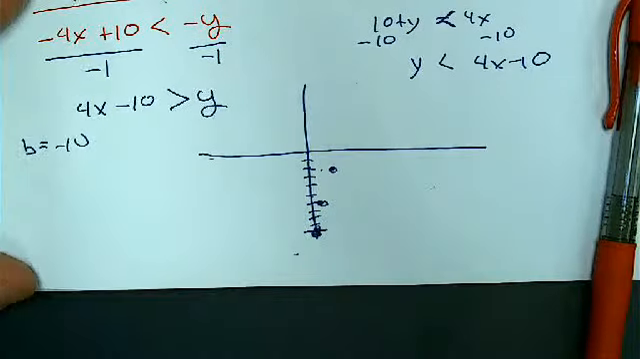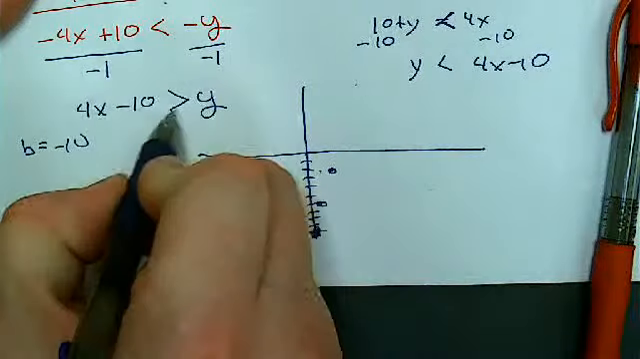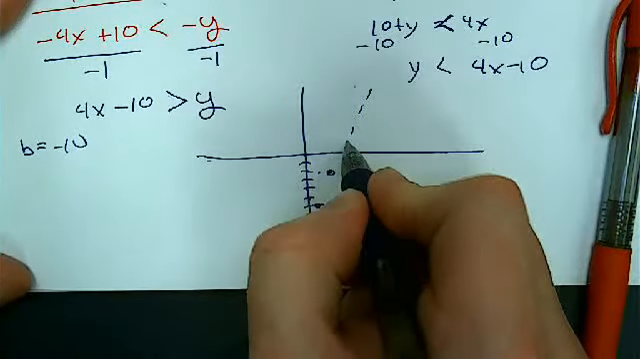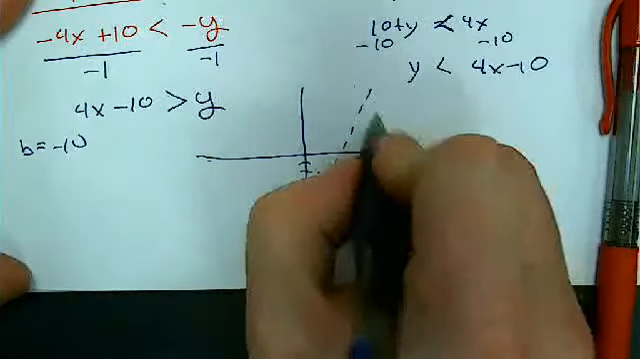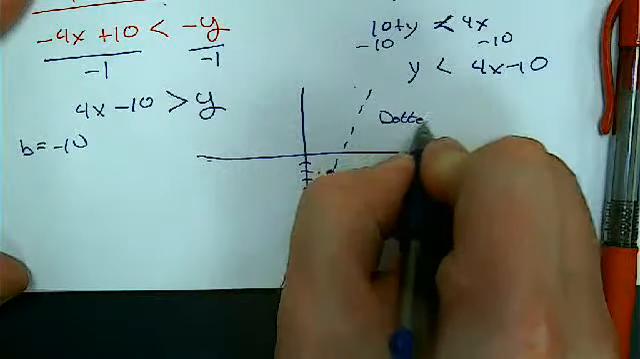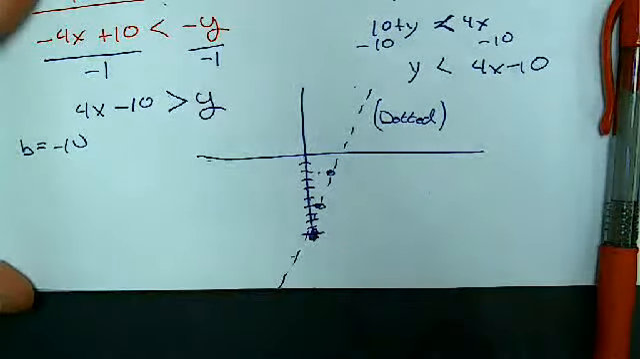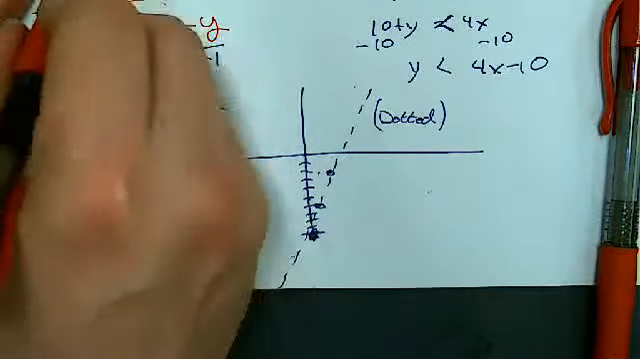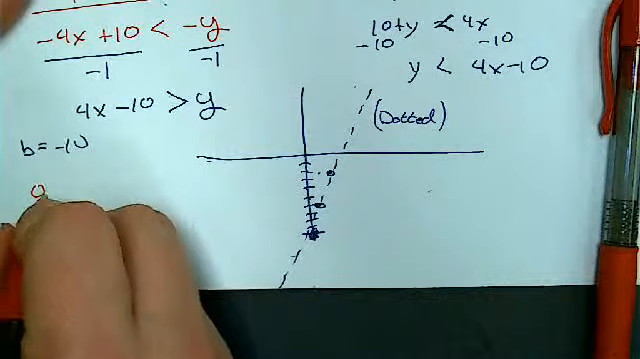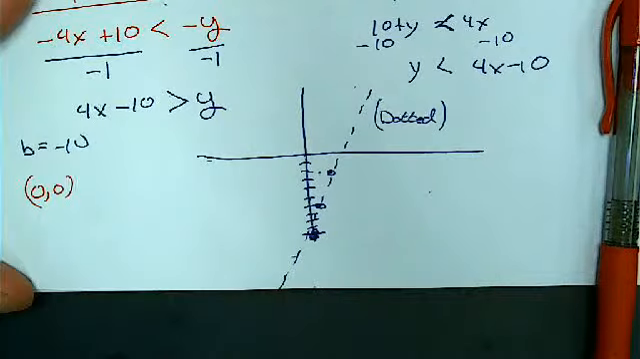Is this a solid line or a dashed line? Dashed line because it's strictly greater than. So I make a nice, neat dotted line through there. I'm going to write down just in case it's hard for somebody to tell that that was a dotted line. And then my last step is my test point. I'll use the original equation. And I always test 0, 0 before I do anything else just because it's the easiest.